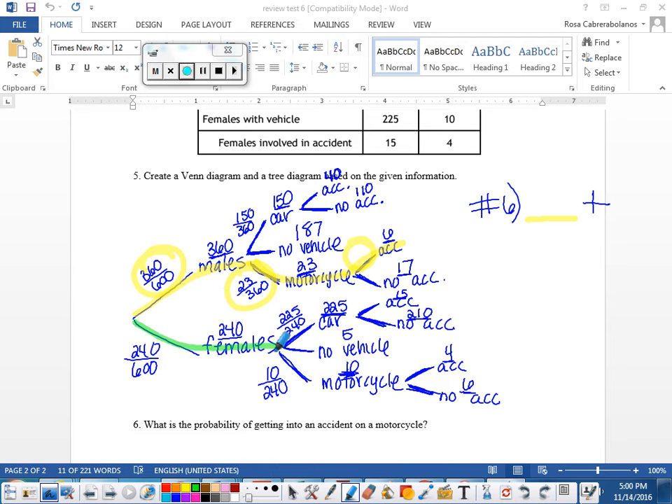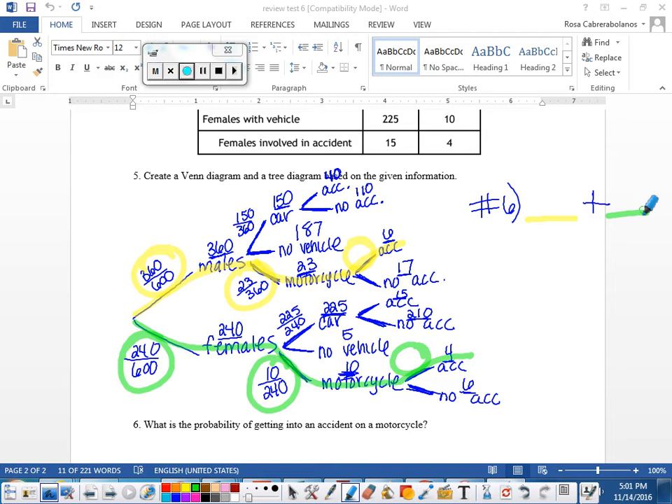Females with a motorcycle with an accident. So I'm going to multiply this decimal times this decimal times this decimal, and I'm going to put it here. Add those two, and that is your probability of getting in an accident on a motorcycle.